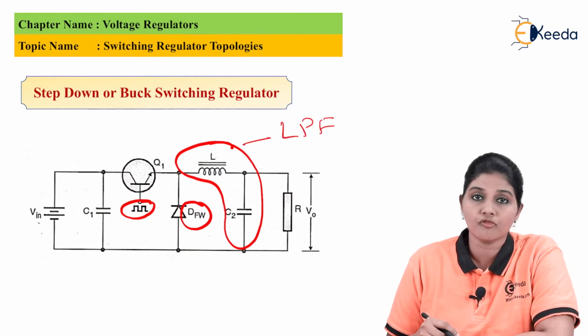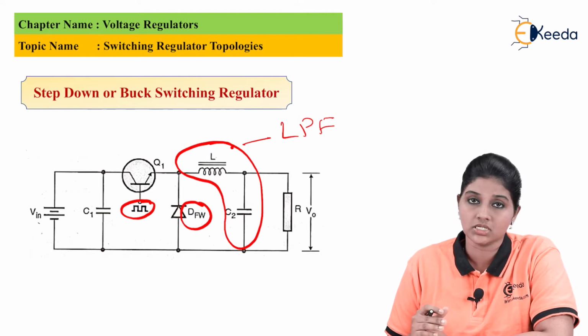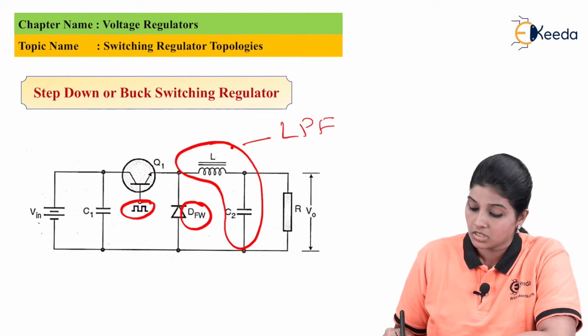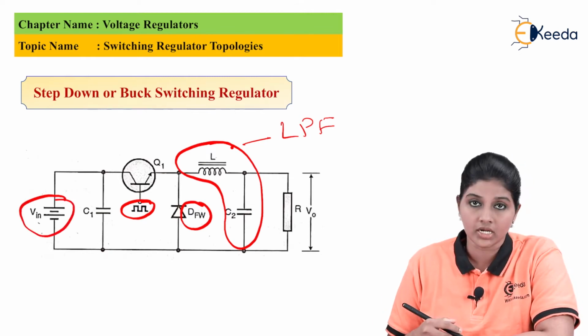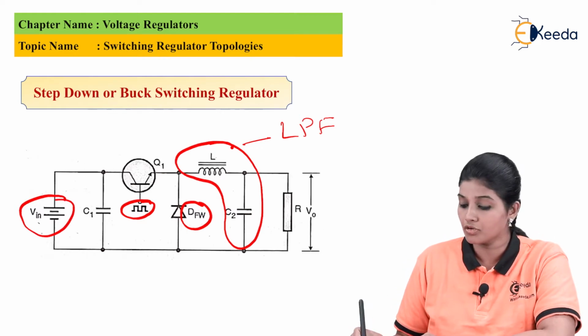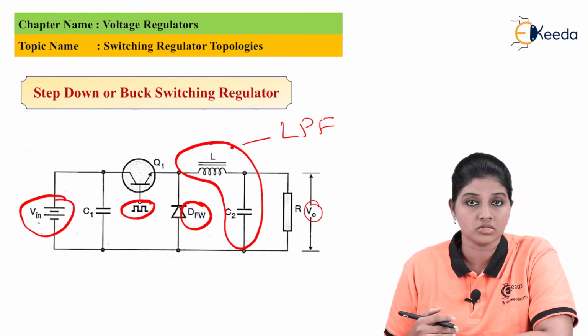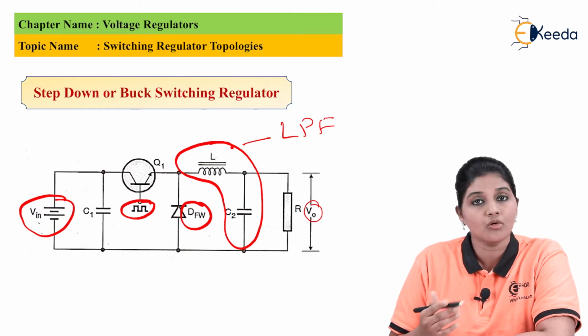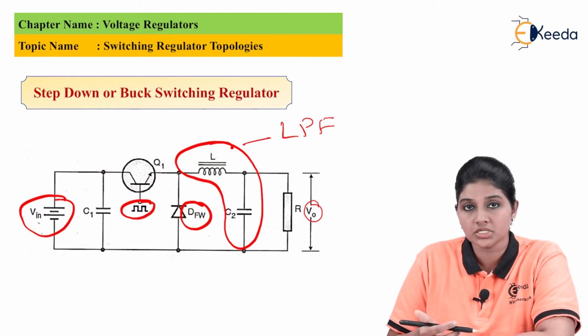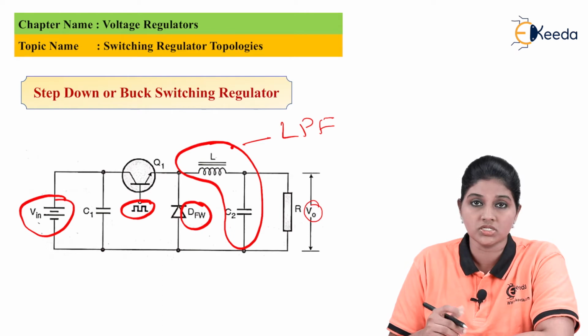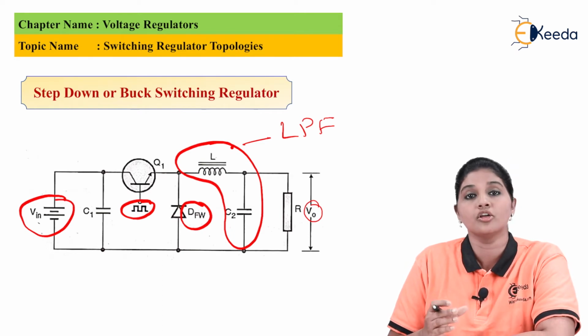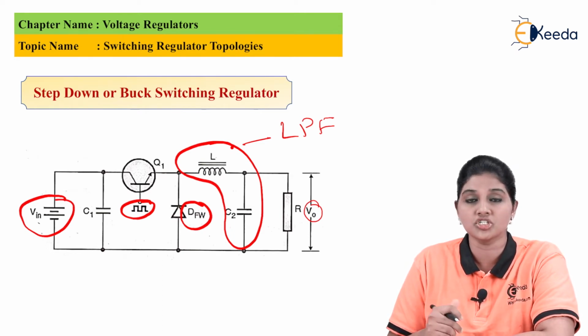The basic function of a low pass filter is to allow low frequency and block high frequency. The input voltage Vin is unregulated voltage. The output voltage here is obtained across load resistance RL. We can vary the output voltage either by changing the duty cycle or by changing the frequency. But in most applications, duty cycle is changed rather than frequency.